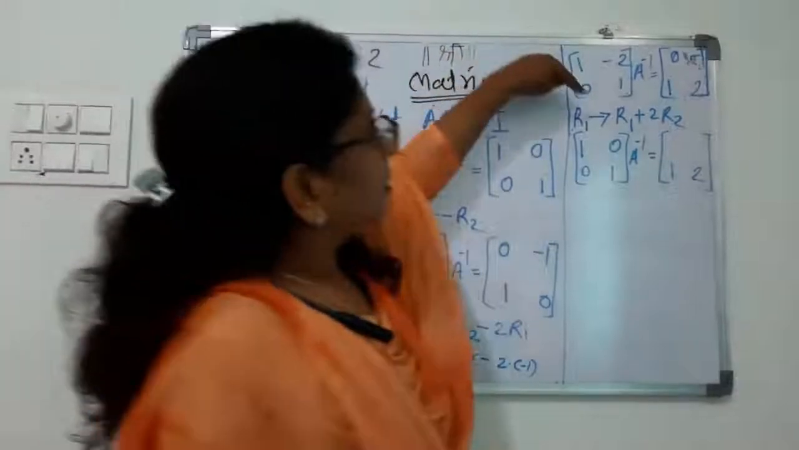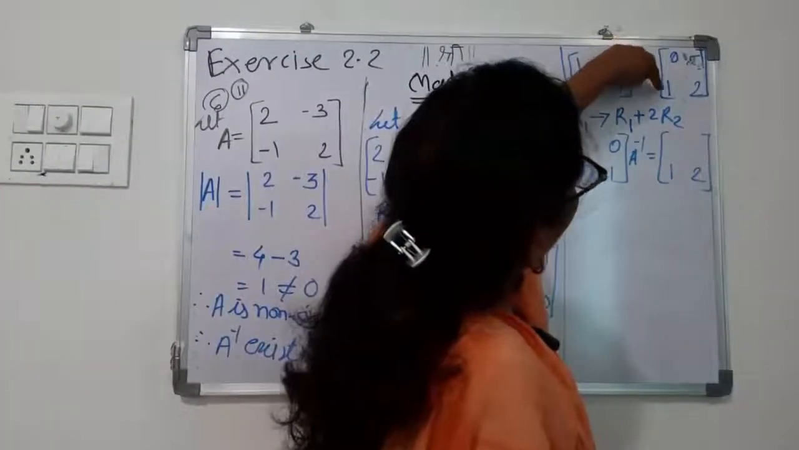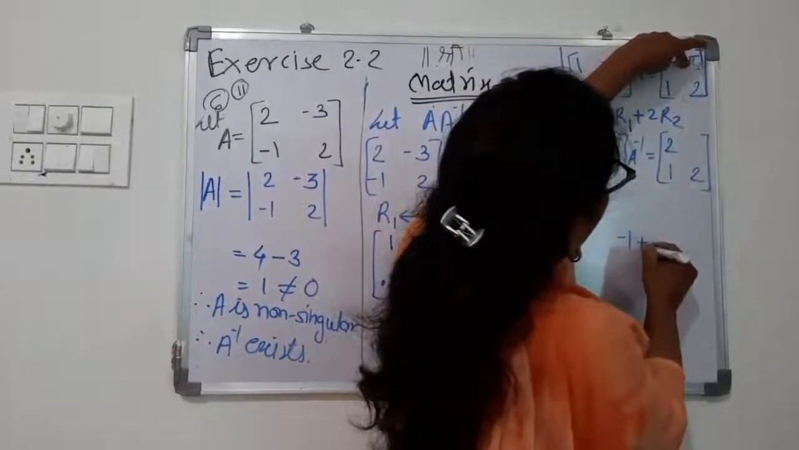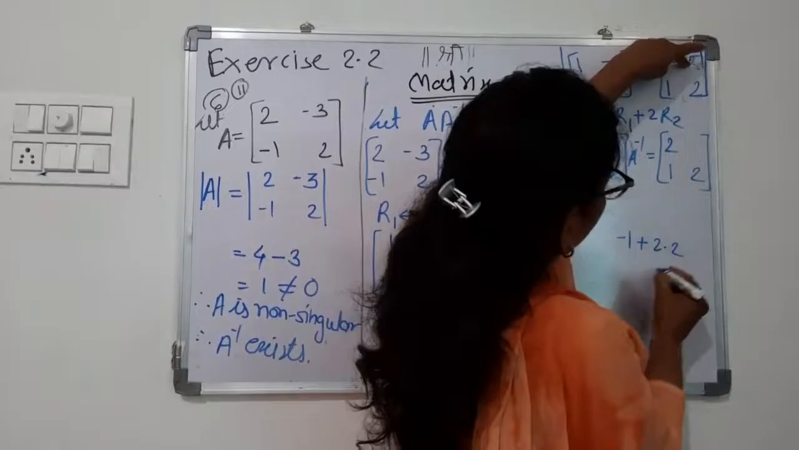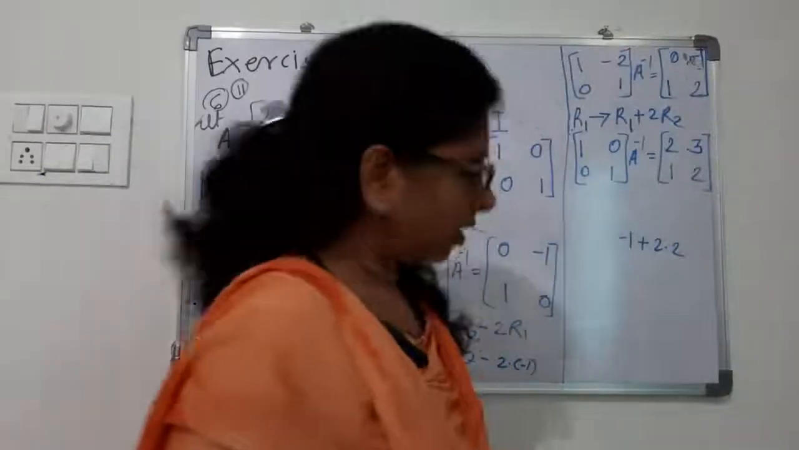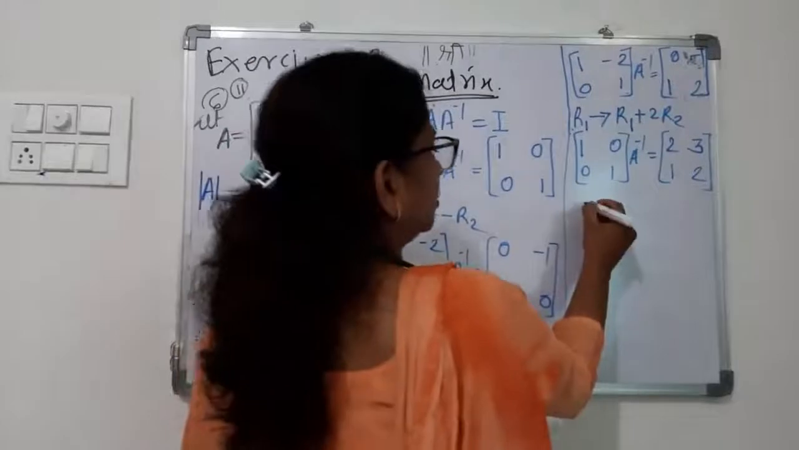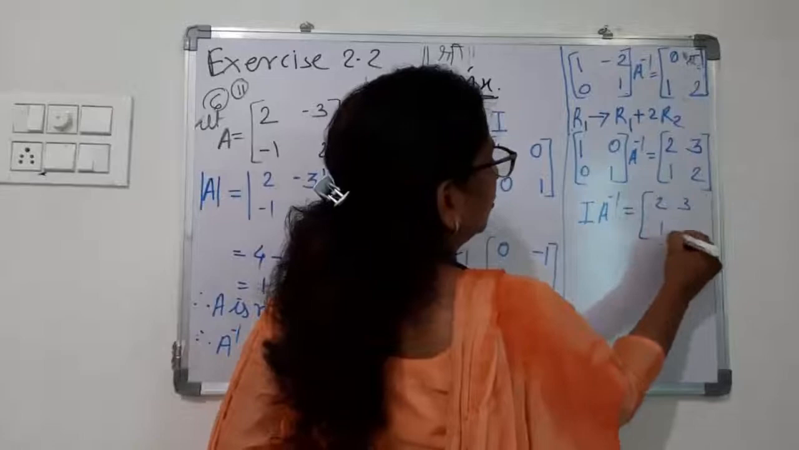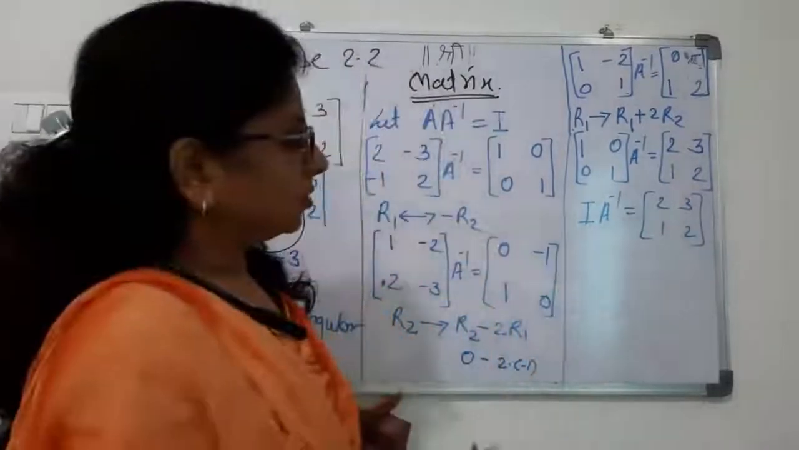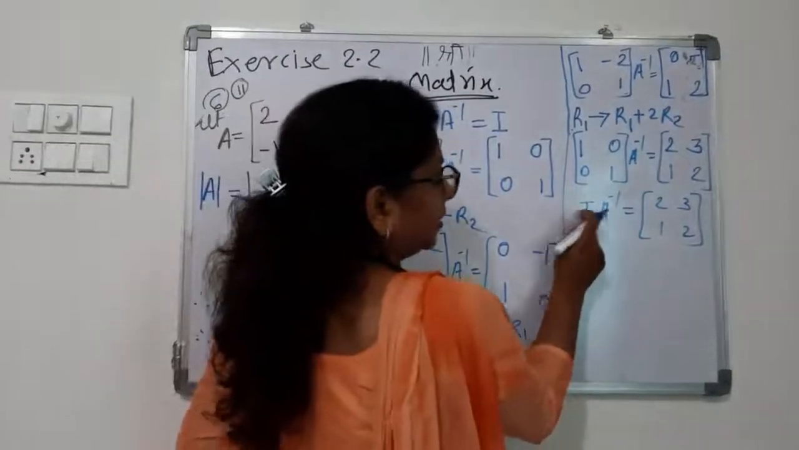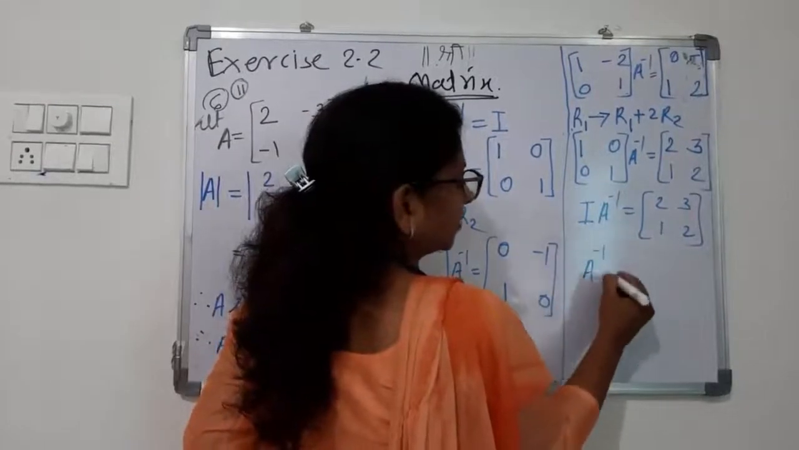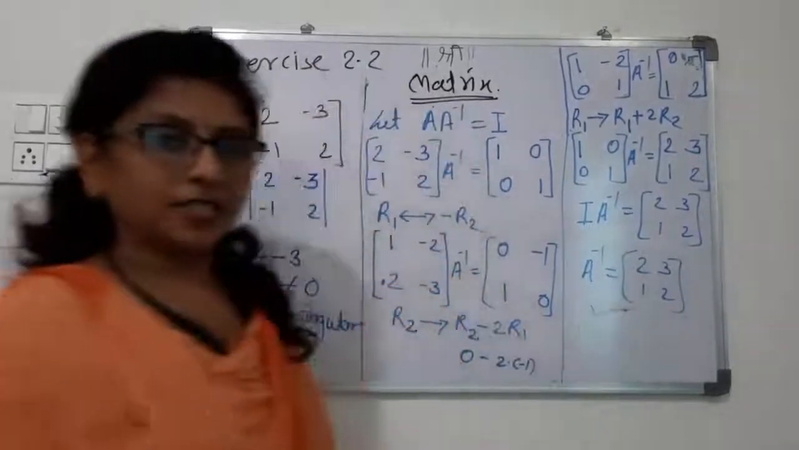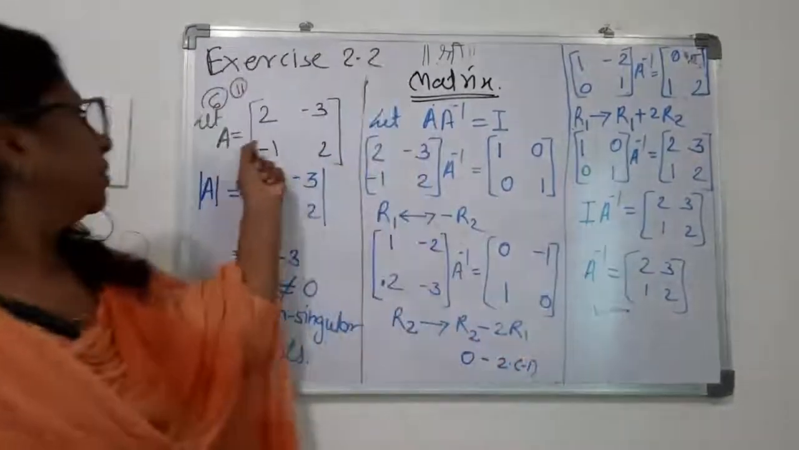Now apply here. R1 means 0 plus 2 into 1, that is 2. Then minus 1 plus 2 into 2, that is 3. If we see, this is your identity matrix and this is A inverse, which is nothing but 2, 3, 1, 2. The identity matrix into any matrix is the same. So 2, 3, 1, 2 is your inverse. This is the inverse of the given matrix.